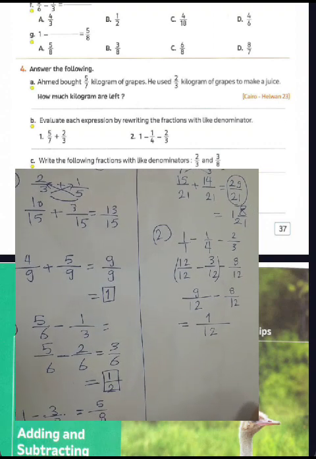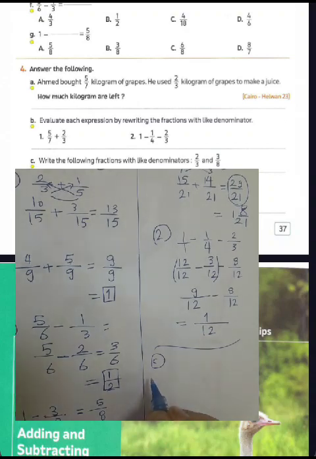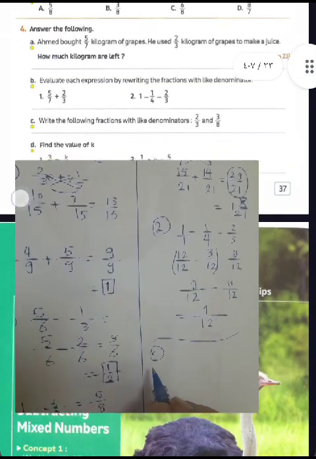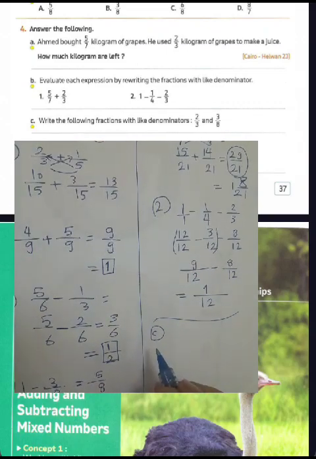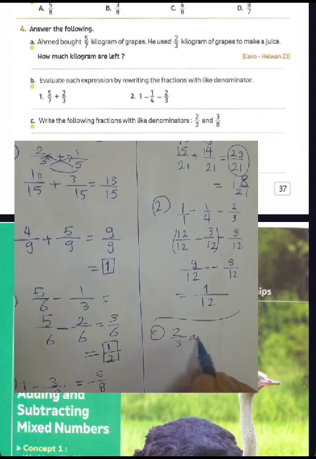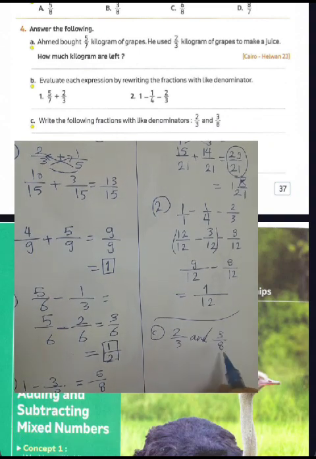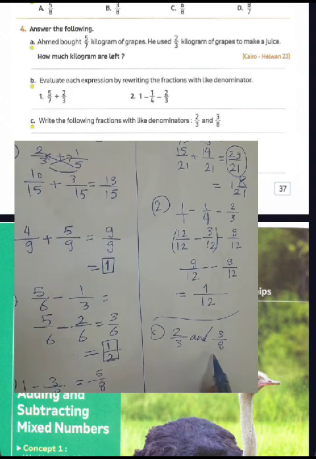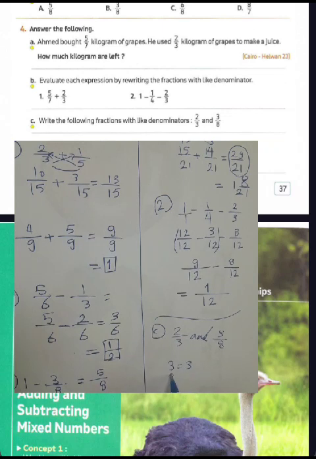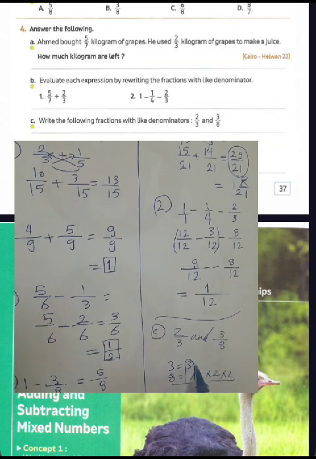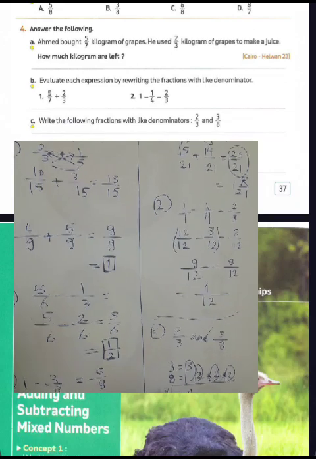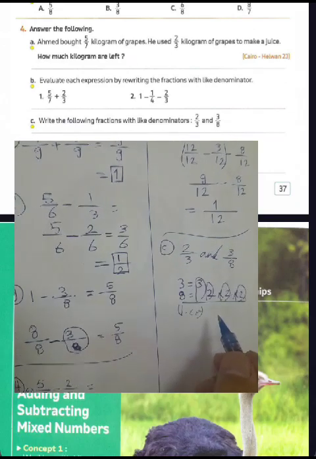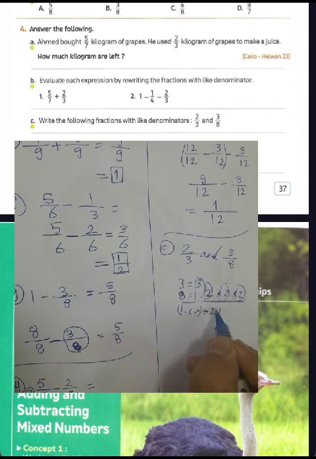Next question, letter C. Write the following fractions with like numerators. We have 2 over 3 and 3 over 8. We can find the least common multiple between the two denominators. We know 3 equals 3 and 8 equals 2 times 2 times 2. Then the least common multiple between them will be their product, because 8 and 3 are relatively prime numbers. The least common multiple between them is 3 times 8 equals 24.